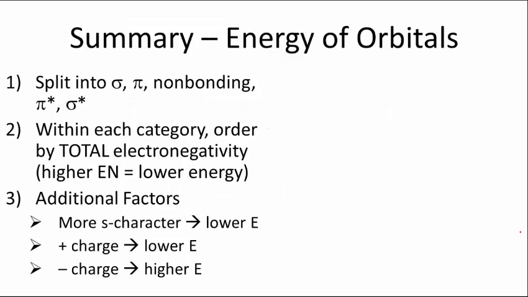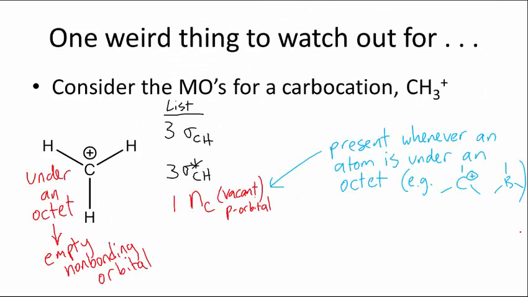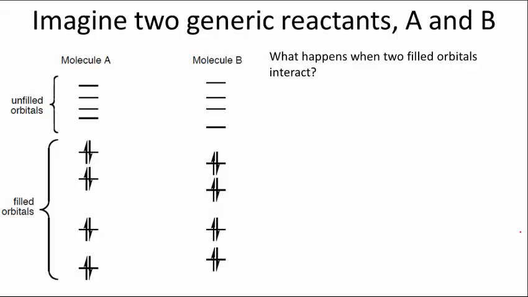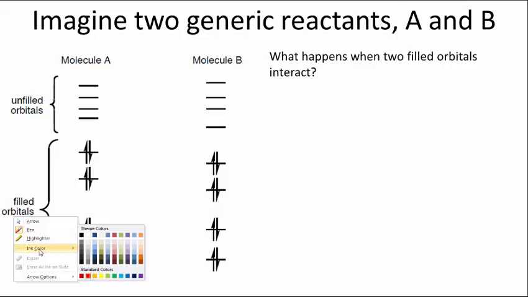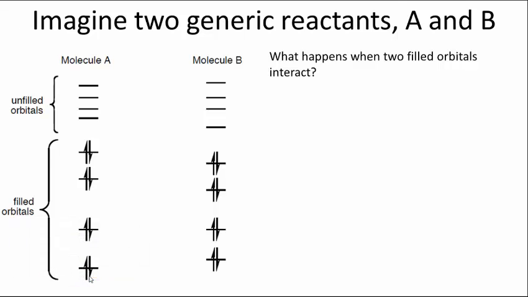So imagine you have two molecules interacting and each one has its own MO diagram. I've left off the labels here. Let's say the left is molecule A, the right is molecule B, and we want to consider interactions between two orbitals. So the first thing I would say is, well, what if two filled orbitals interact? What would happen if I took this orbital and this orbital that are both filled, and I said, okay, we're going to have those two interact.